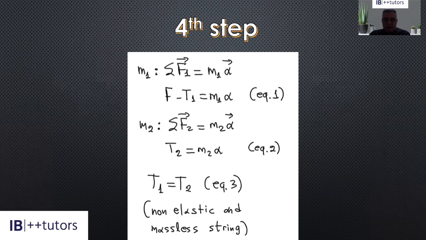For the second mass, we apply almost the same, I would say, we repeat the same process. So tension 2 equals M2 times A. And also recall that I have already explained why tension 1 equals tension 2. As you can see at the bottom of the page, due to the non-elastic and massless string.